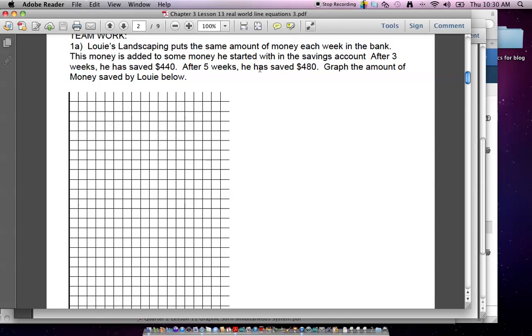All right, so let me go to Lucky Louie here. Louie's Landscaping puts the same amount of money each week in the bank. This amount of money is added to some money he started with in the savings account. After 3 weeks, he has saved $440. After 5 weeks, he saved $480. Graph the amount of money saved by Louie below.